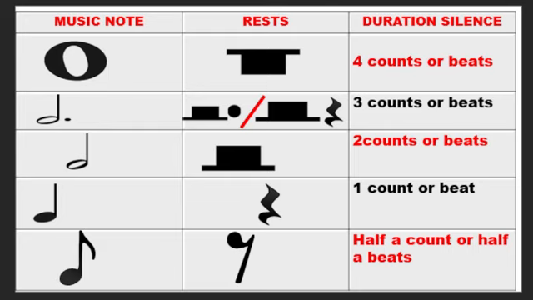Now, this is what I have said. This is the semibreve I'm talking about. Look at the rest. They have the same 4 beats. You play for 4 beats, you rest for 4 beats. You play for 3 beats, you rest for 3 beats. You play for 2 beats, you rest for 2 beats. You play for 1 beat, you rest for 1 beat. Then you progress up to the semiquaver.